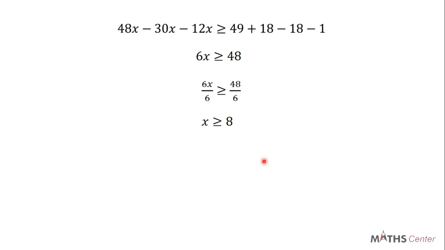Try and represent this answer on your number line and see if you'll be able to do it.